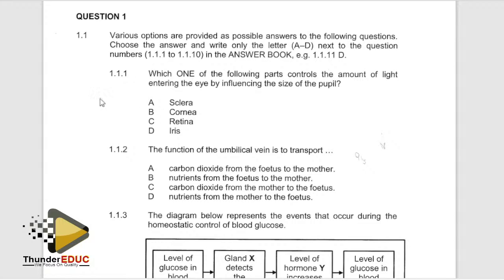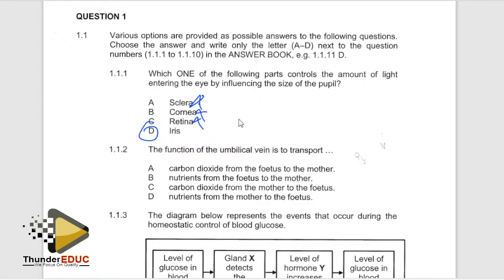All right, let's start with question 1.1. They're asking which one of the following parts controls the amount of light entering the eye? I said this one yesterday, and I showed you how we don't mess it up. All right, here we say that it is not the sclera, not the cornea, not the retina, but it is the iris.